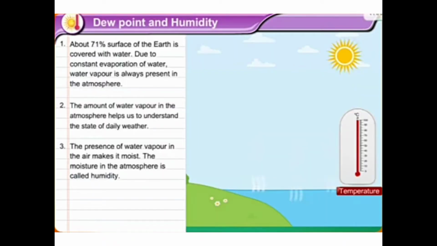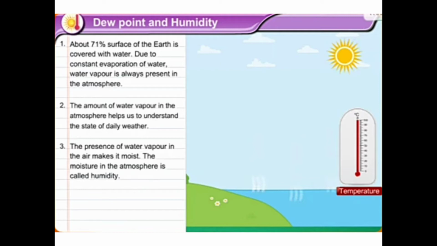We'll go ahead now with the new topic today, which talks about the dew point and humidity. Now, as you all know, children, about 75% of the earth is covered by water. And due to the continuous evaporation of water, water vapor is always present in the atmosphere.